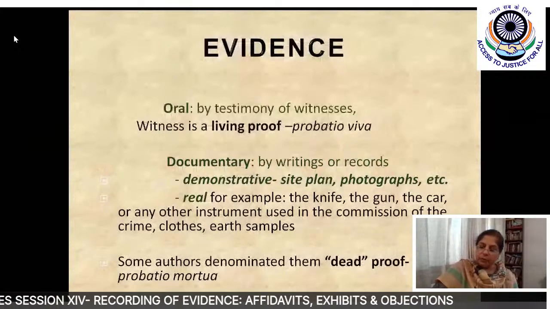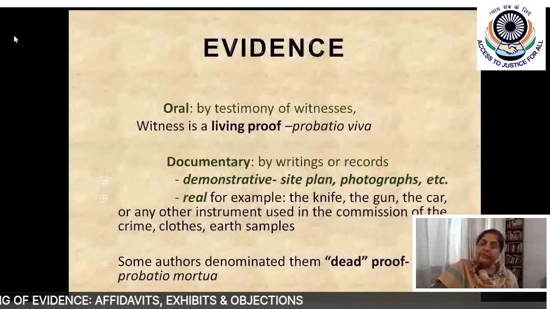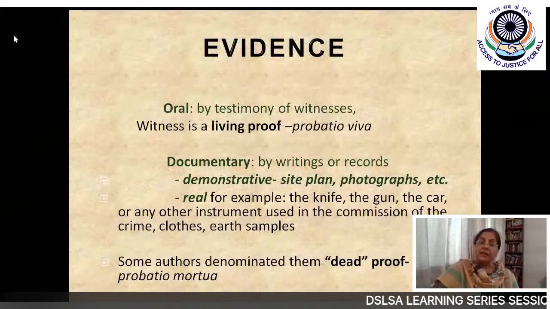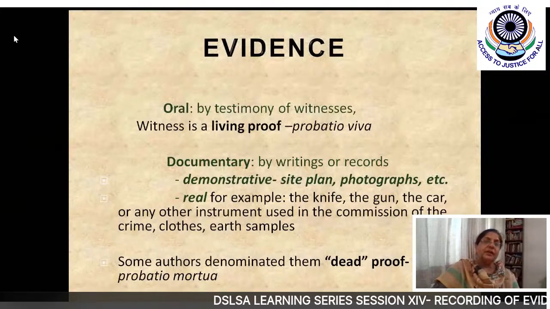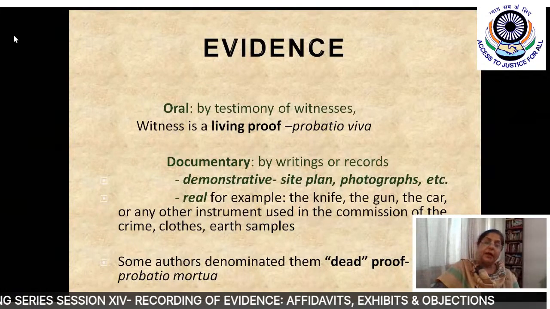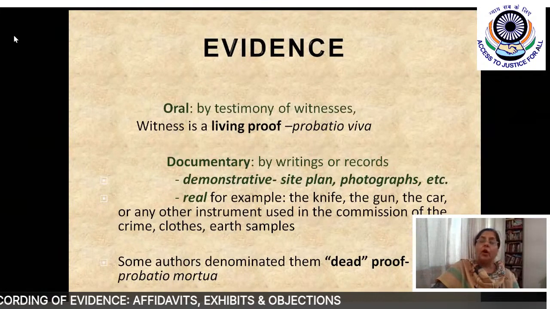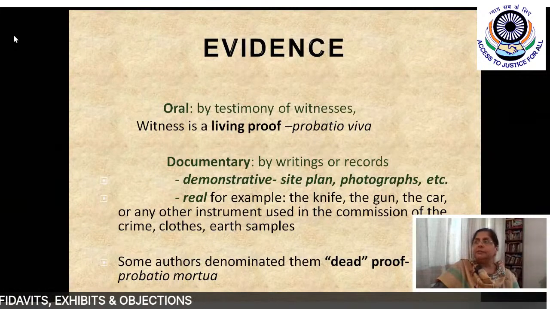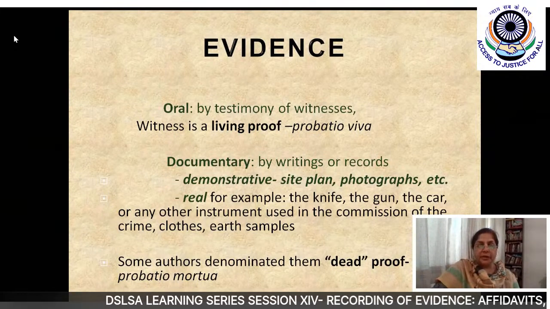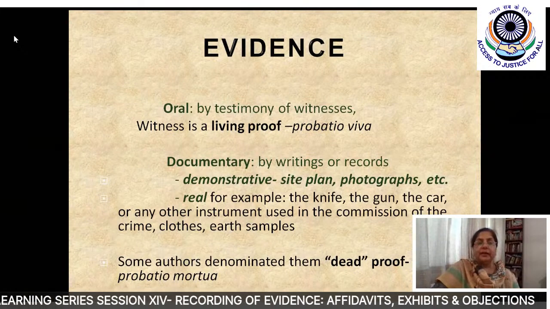Now, in documents also, there are two different kinds of documents. One is demonstrative, like site plan, photographs, etc. The other evidence is real evidence. Now, what do we mean by real evidence? Real evidence means the objects that become a subject matter of a dispute, like a knife, a gun, a car, or any other such instrument which is a real object. These are known as real evidence.